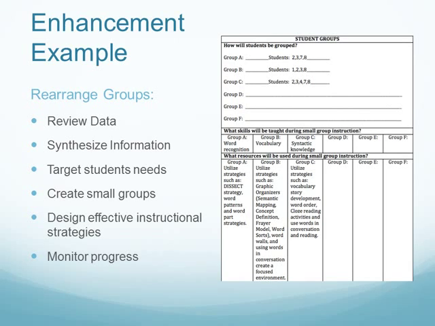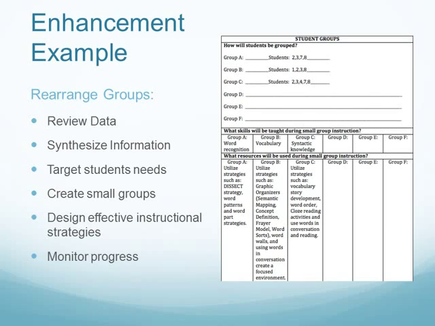When working on word recognition specifically, he could form a small group with students 2, 3, 7, and 8, and he could utilize strategies such as the dissect strategy, word patterns, and word part strategies. When working on vocabulary, he could ensure students 1, 2, 3, and 8 are together. He could utilize strategies such as graphic organizers like semantic mapping, concept definition, Frayer model, word sorts.